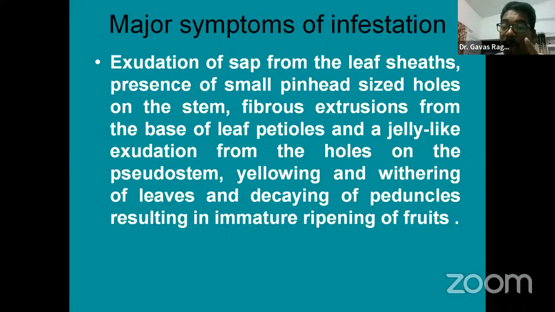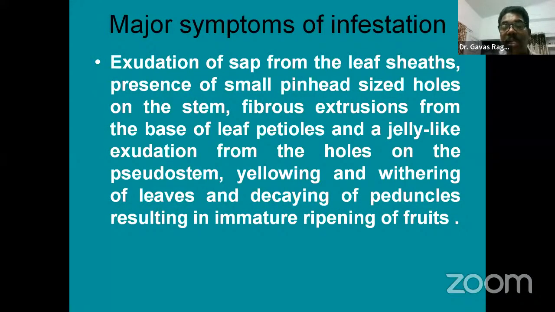The important identification mark for understanding whether the plant is affected by pseudostem weevil is that the plant will exude a jelly-like substance. For students who go to the field, I suggest you thoroughly check the pseudostem, and you will find puncture marks on it. Exudation of the jelly-like substance is a clear-cut indication that the plant is attacked, infested by pseudostem weevil. If not taken care of, the plant will die, and you will have a severe economic loss.